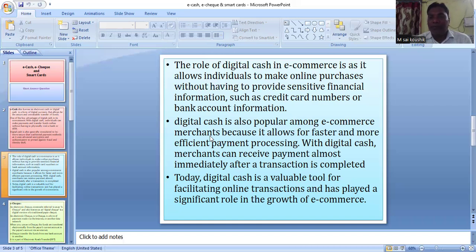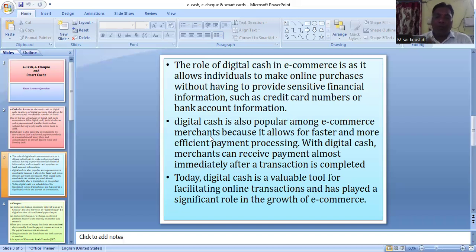As I told, your friend gives the request, please send 1,000 rupees. You simply type 1000 and send. Automatically, within seconds, the amount goes to the person.